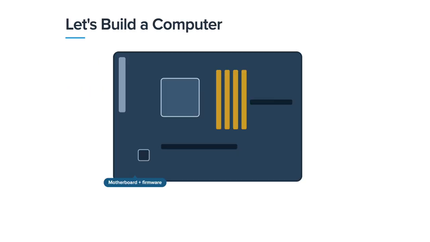Now for the fun part. Let's build a computer piece by piece. We start with the motherboard that has the firmware chip already on board. Right now, it's pure potential, empty sockets and slots waiting to be filled. First, let's install the CPU. It drops into its socket and the cooler goes right on top. The brain is in. Now it just needs somewhere to think.